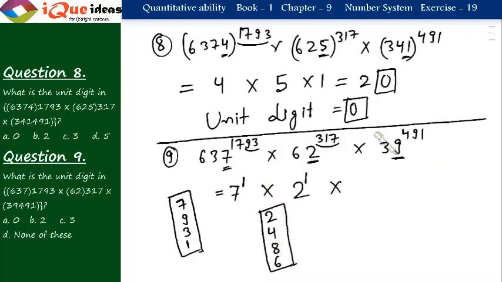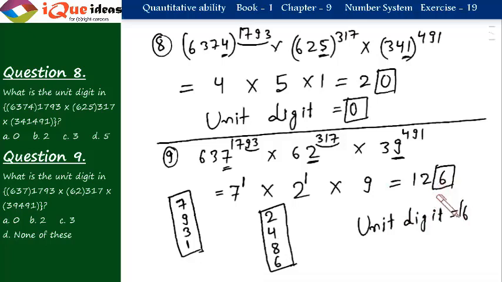Alright. Then for 9, 9 raised to the power odd number is always 9, ends in 9. 9 raised to the power even number, always unit digit is 1. So here it is 9 raised to the power odd number, so it is 9. Right. So our answer would be 7 into 2, that is 14. 14 into 9 is 126. So we have to consider only the unit digit from this number, that is 6. So unit digit in this question is 6.